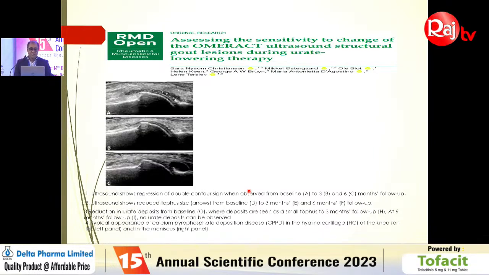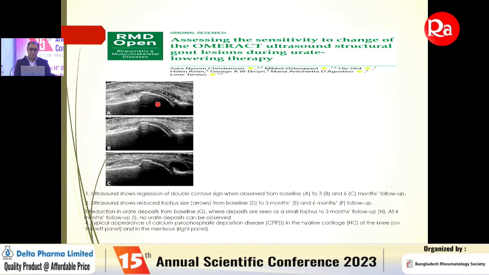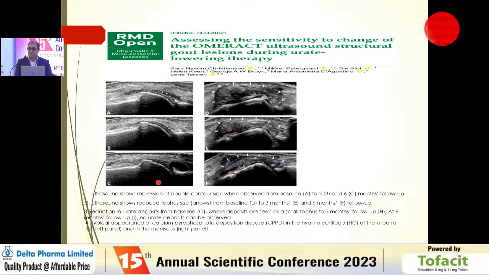The assessment of treatment of gouty arthritis is possible by musculoskeletal ultrasonography. Here we can see the double contour sign. Initially, from the diagnosis, the double contour sign is prominent, but with treatment after 3 months, the double contour sign is gradually reducing, and at the end of 6 months, the double contour sign is abolished. So, by doing the musculoskeletal ultrasonography, treatment response could be seen by sonographic images.